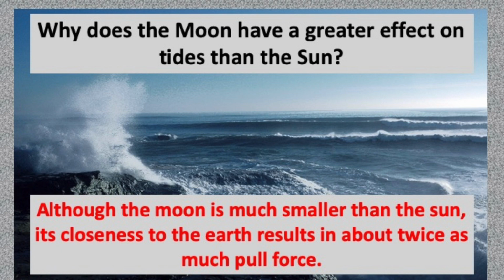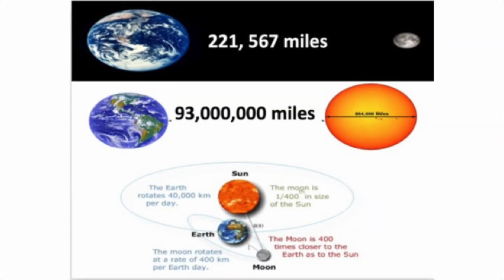Why does the moon have a greater effect on tides than the sun? Simply because it's closer. Although the moon is much smaller than the sun, its closeness to the Earth results in about twice as much pull of force. As you can see in this diagram here, we have the moon, Earth, distance being about 221,567 miles. I know we see variations of that number. I think on Monday I said 240,000, so we know about the range. And then the sun is 93 million miles away. So of course the moon is a lot closer. It's going to have a greater effect than the sun.